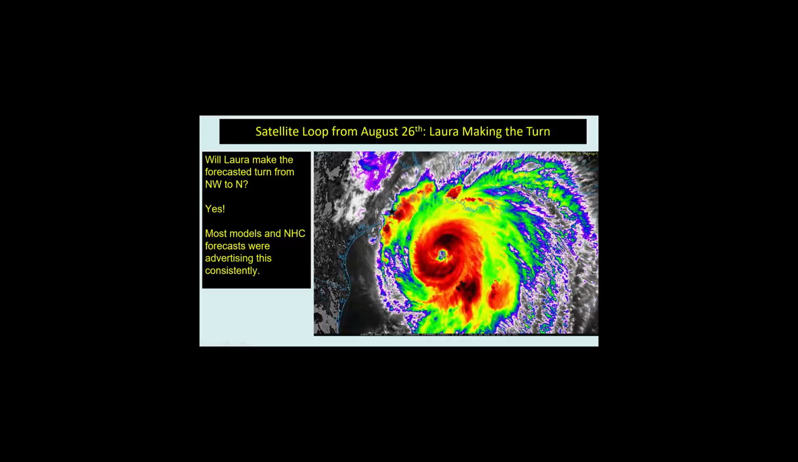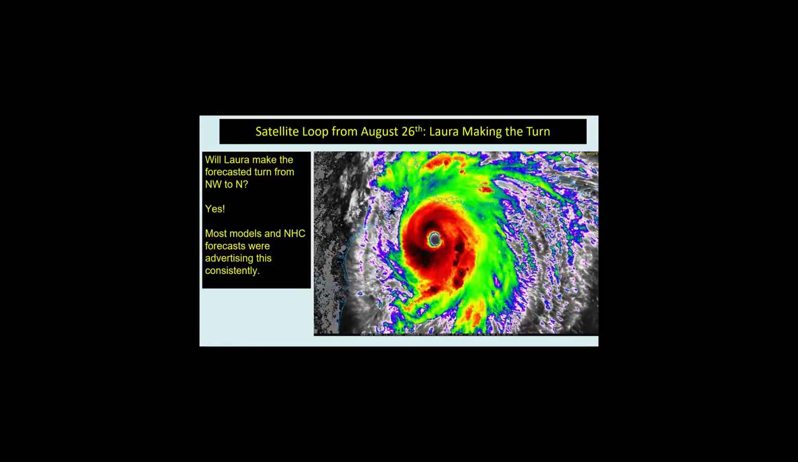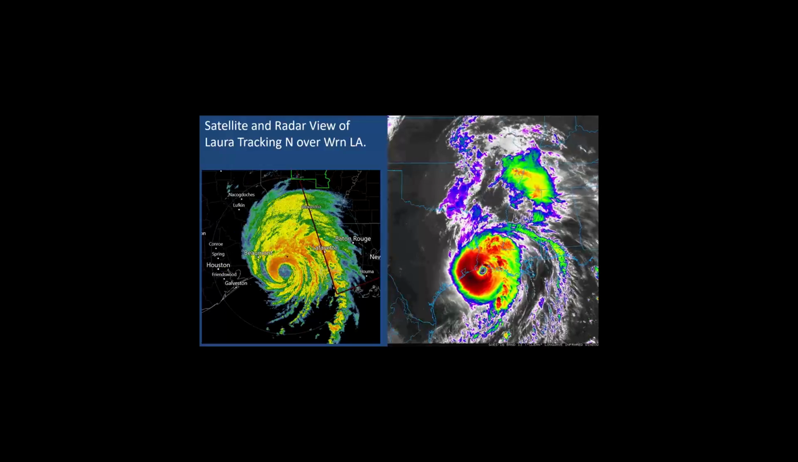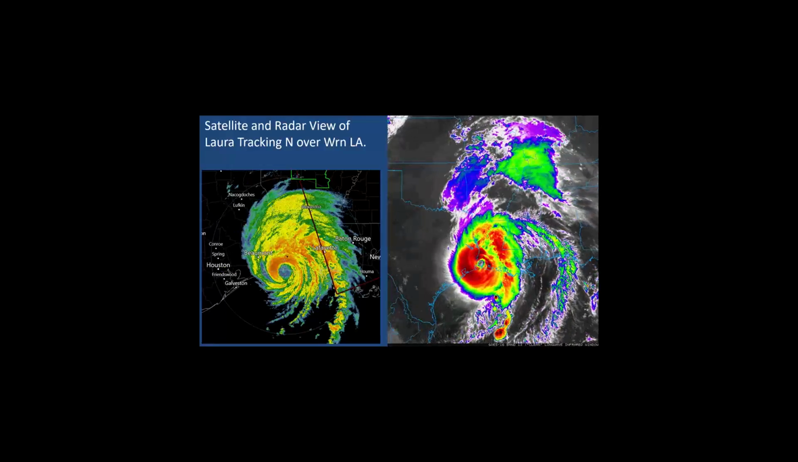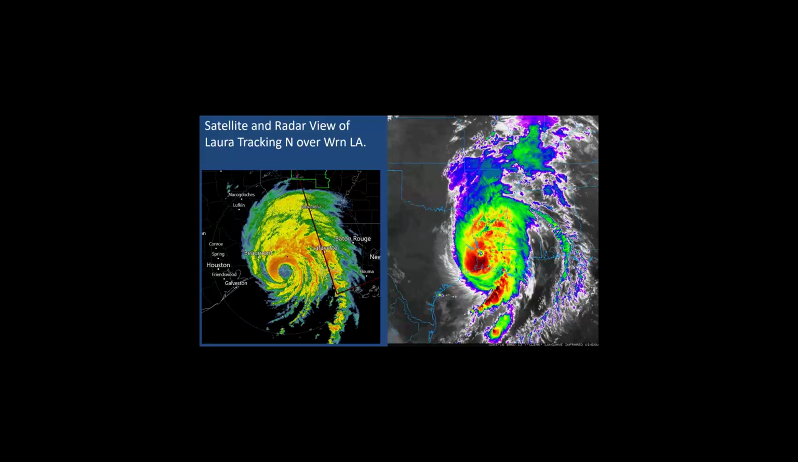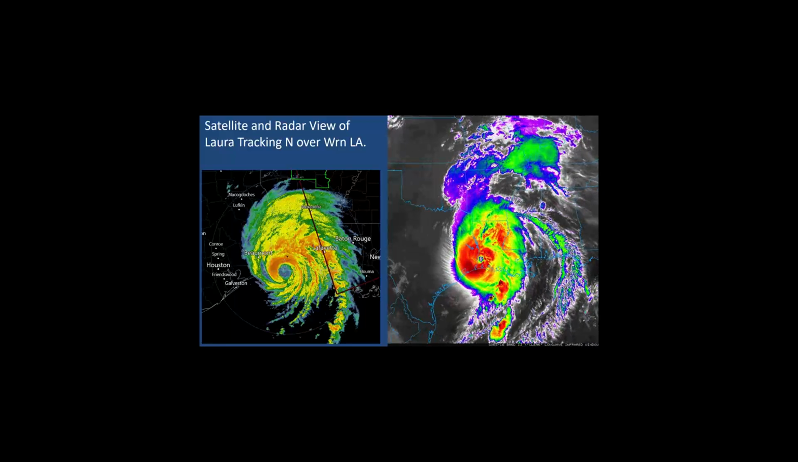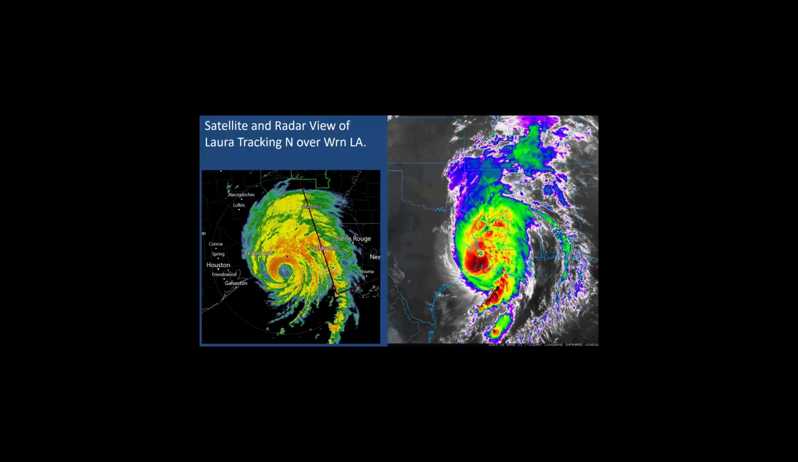And so on August 26th, there were a lot of people saying, hey, is that thing going to turn? Look how menacing it looks there out over the Gulf. And sure enough, it did. You can see the satellite view there of it tracking inland on the Louisiana side of the Texas-Louisiana border.